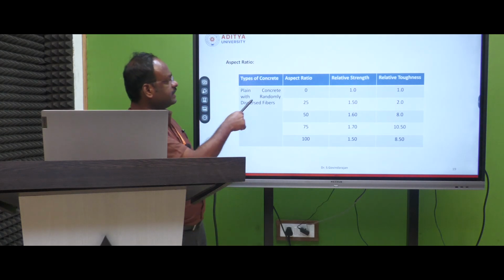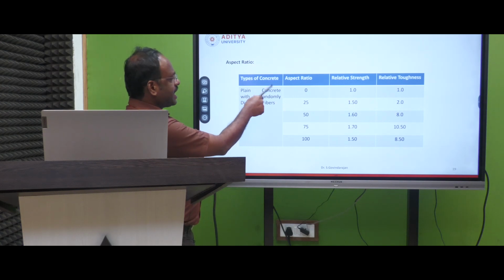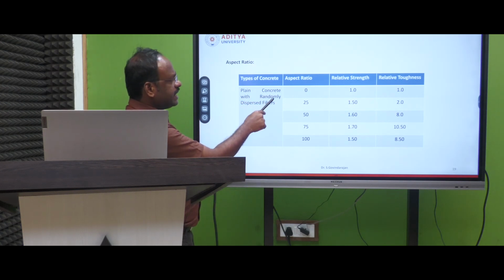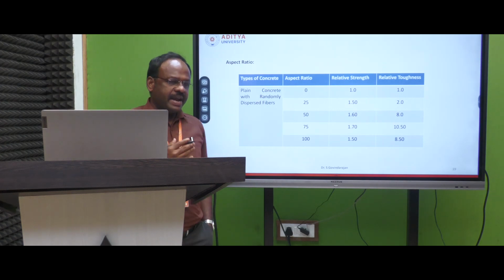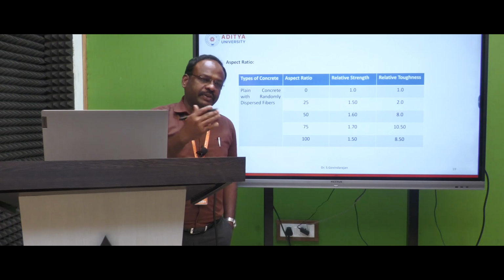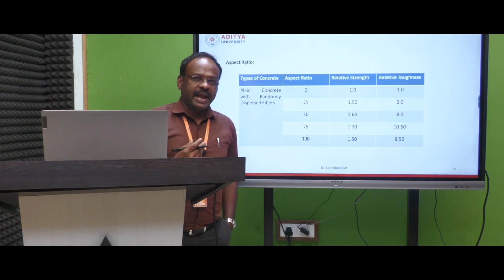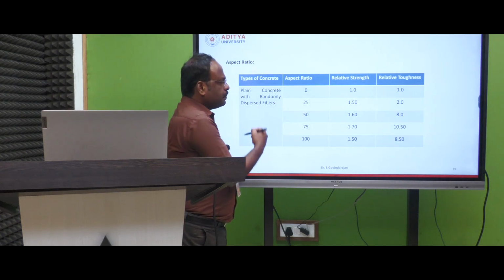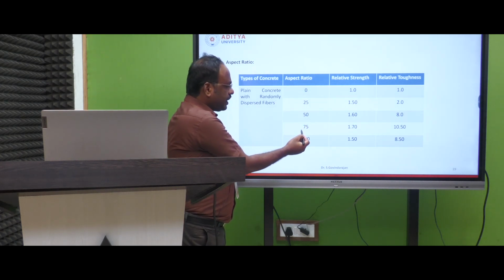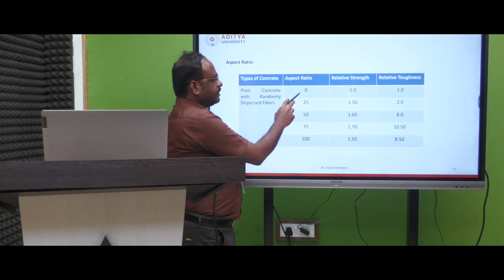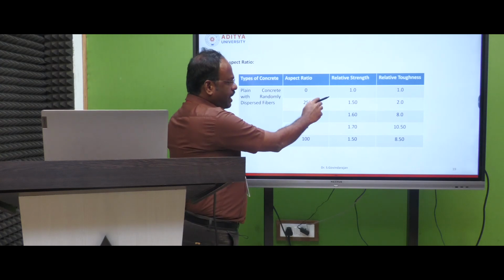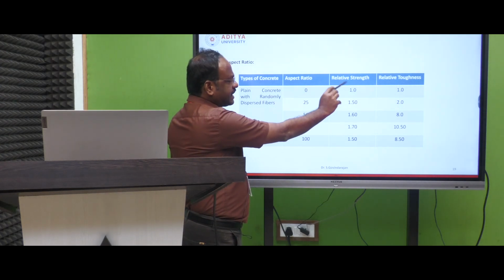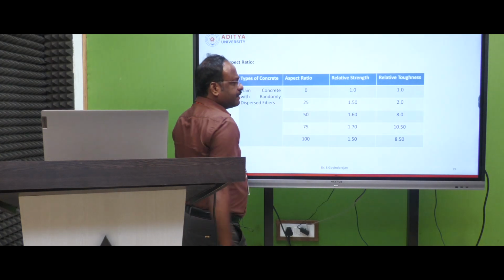Here I have given a tabular column: types of concrete and aspect ratio, and what relative strength you will get, and at the same time the relative toughness also. When I add fiber into the concrete with different aspect ratios, say 0, 25, 50, 75 and 100, what do we get? At 0, surely some strength value is there, so 1 is given for relative strength, and for relative toughness also the value given is 1.